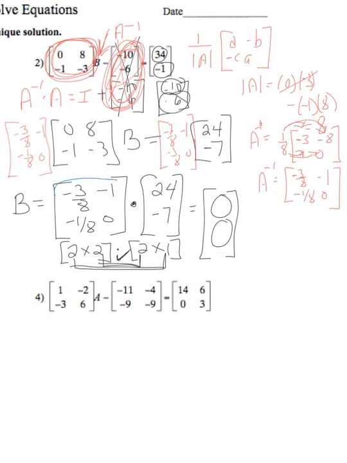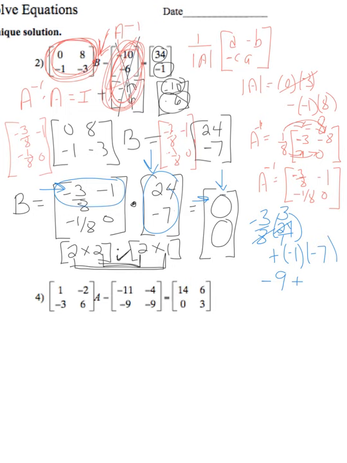Okay, so I need to take this row times this column. So this row times this column will get me that row. It'll get me the top one. So I have negative 3/8 times 24 plus negative 1 times negative 7. Well, that 8's going to reduce the 24 down to a 3, so that's negative 3 times 3, so that's negative 9 plus 7 times 1 is 7, so that's a negative 2.